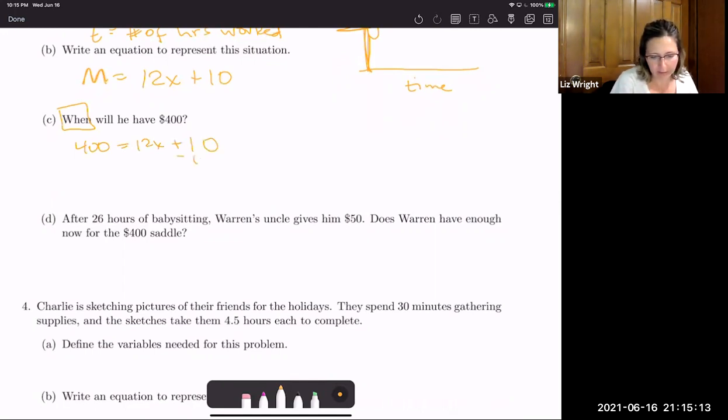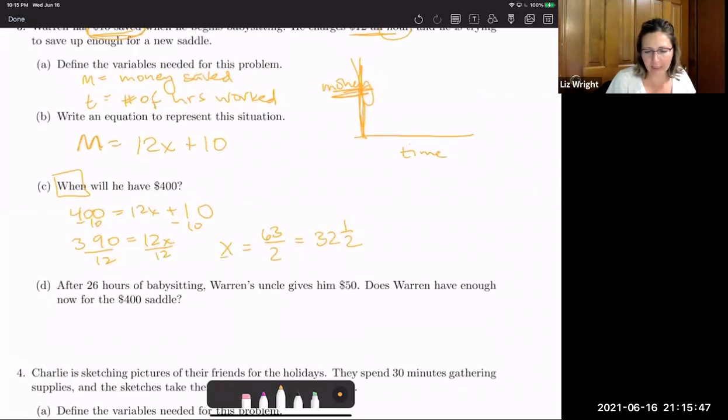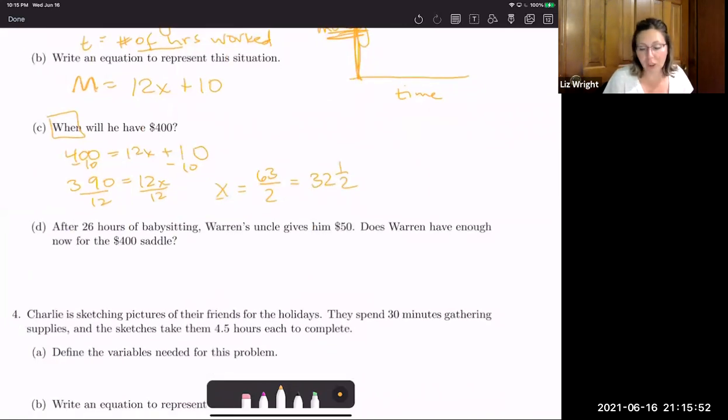And we're going to subtract 10 from both sides. We're going to get 390 equals 12x. Divide both sides by 12. And x, if we are simplifying that, looks like it's coming down to 65 over 2. And then what is that? That's 32 and 1/2. So when will he have that? Well, think about what X actually represents. It's the total number of hours. So he will have that amount after he's worked 32.5 hours.